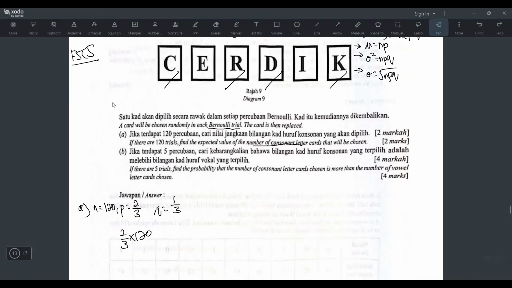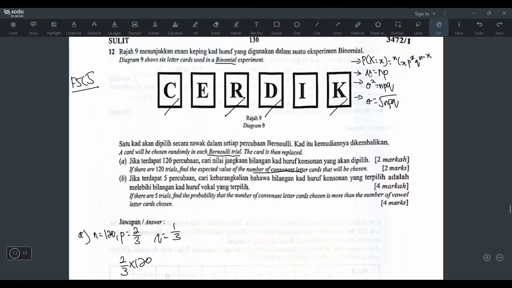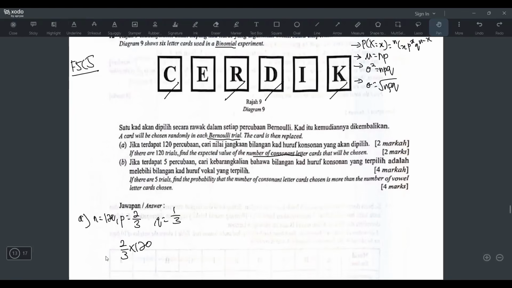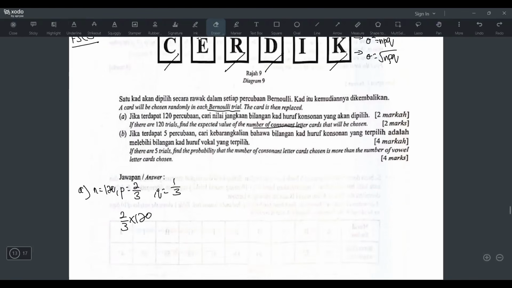In other words, you are finding the mean. You're actually finding the mean of consonant letters chosen. That's why you're using this formula n times p. So that's your mean symbol. And then you just multiply, and you'll get the answer. It would be 80. So that is the answer.